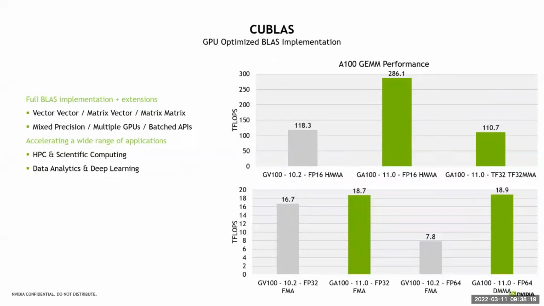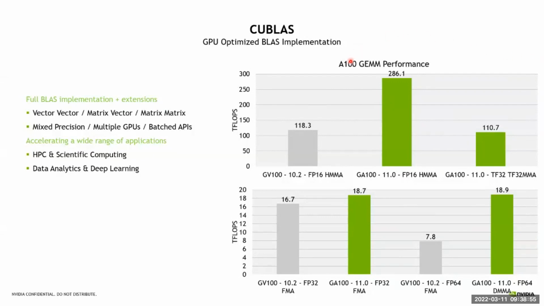cuBLAS is our GPU implementation of the basic linear algebra solvers. It is a full implementation of BLAS, so vector-vector, matrix-vector, and matrix-matrix operations, but also has various extensions. Some of those are to support mixed precision, so using reduced precision or mixing precisions in the calculations, being able to run across multiple GPUs, or even batching. So if you have a lot of small matrix operations, batching them together into one kernel call to better leverage all of the hardware you have. And this is one of the most widely used libraries we have.